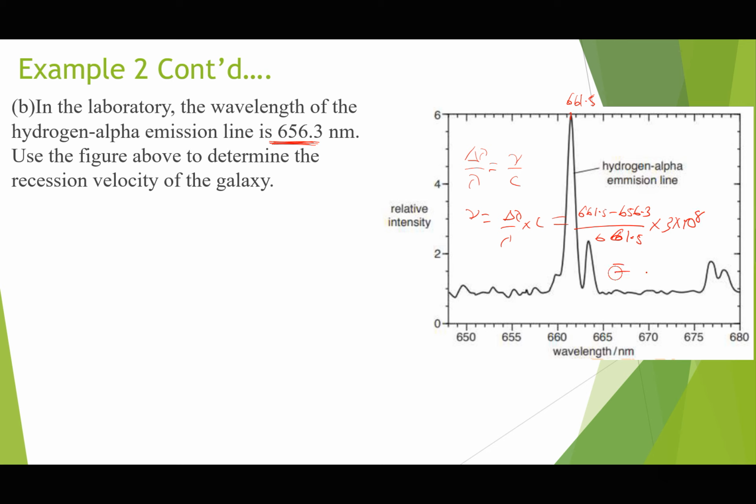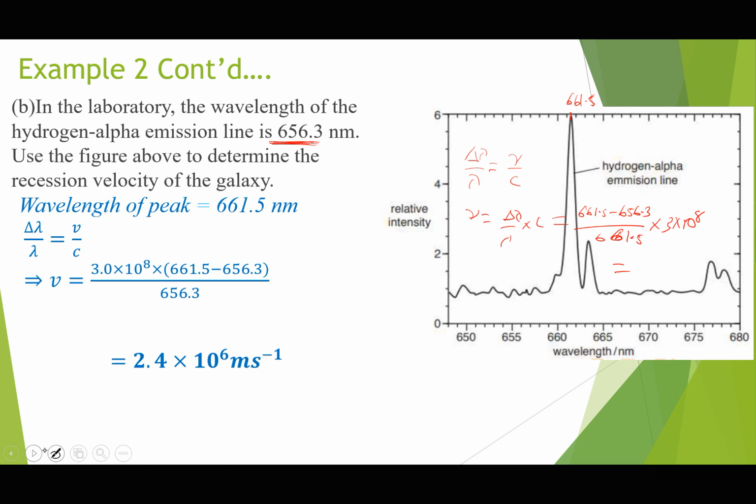So this gives us the recessional speed. I'll check my calculator. Okay, so from my calculator, I've got the recessional speed as being 2.4 times 10 to the power of 6 meters per second. So the recessional speed is 2.4 times 10 to the power of 6 meters per second.